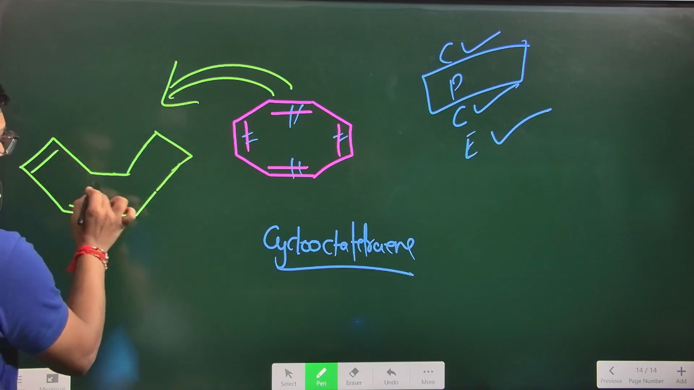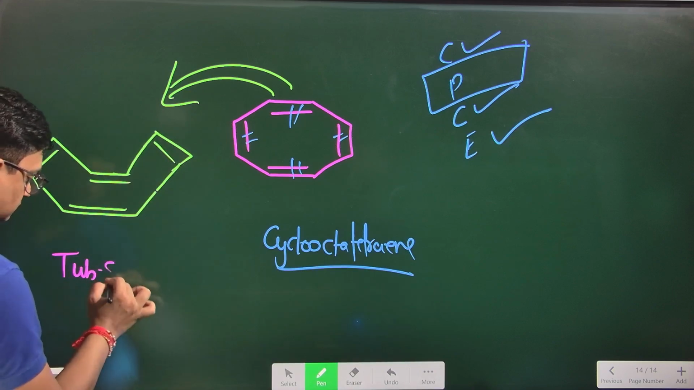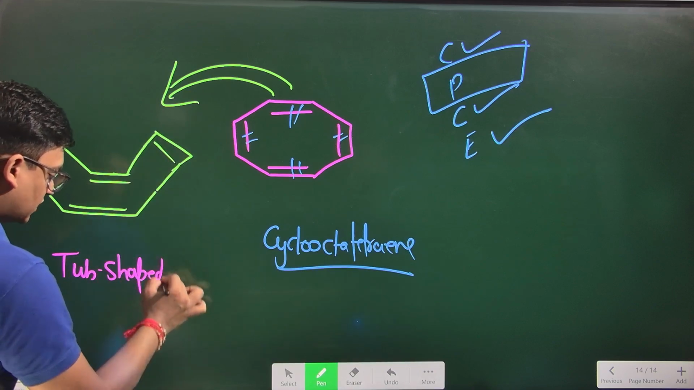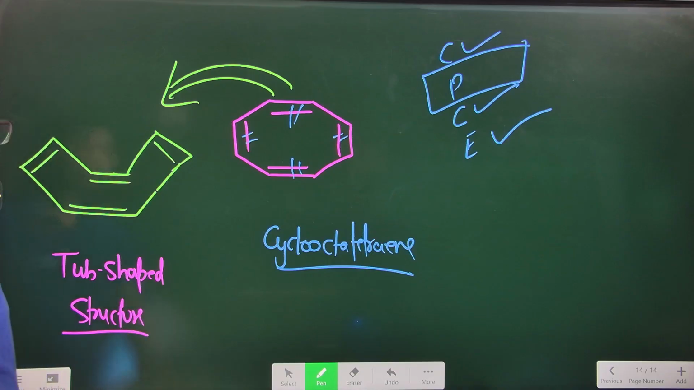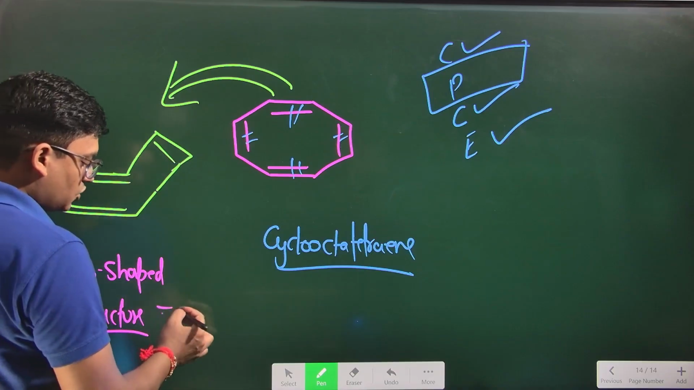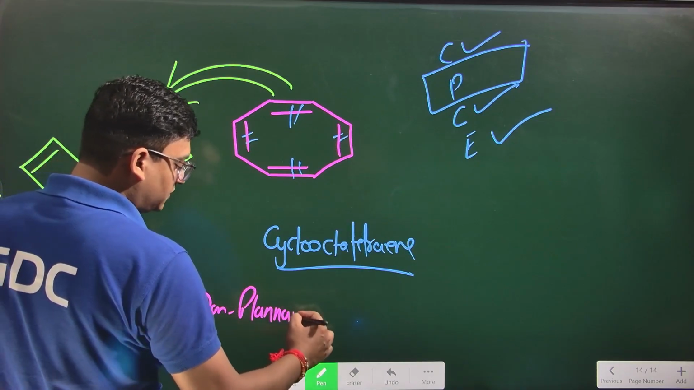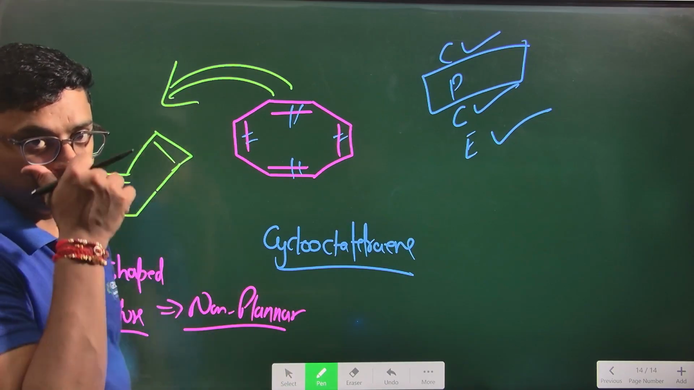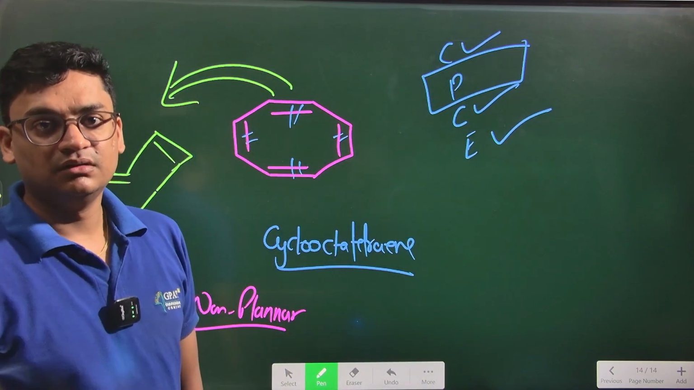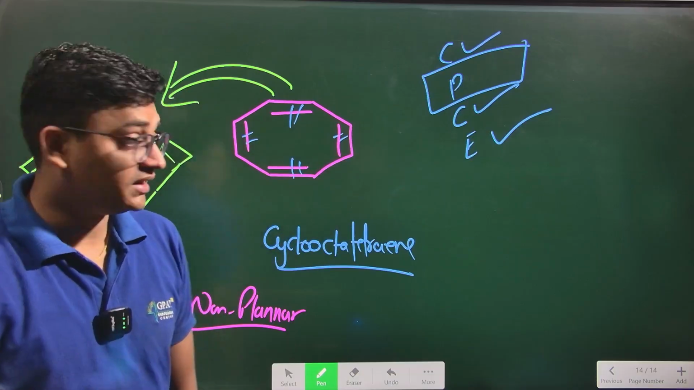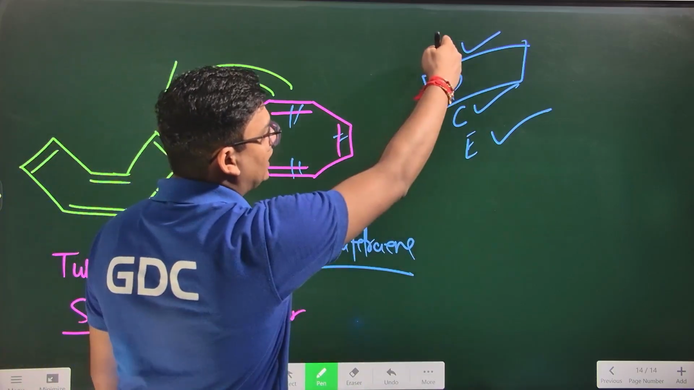It's a tub-shaped structure. Tub-shaped structure, and you can say yes, it's a non-planar structure. And we have discussed that if any of the conditions is not fulfilled, then the structure moves to non-aromatic. So yes, this is actually looking like an anti-aromatic structure. It is actually looking like CpC.